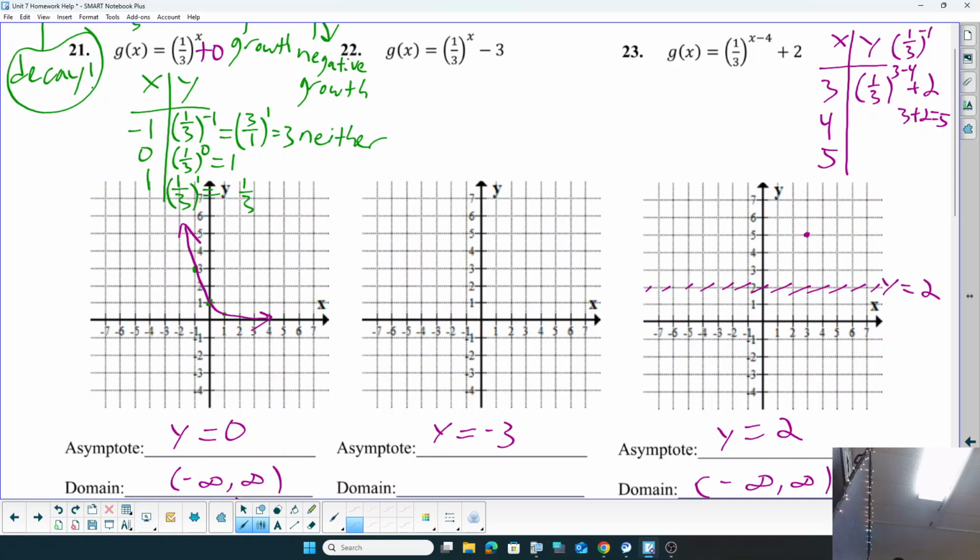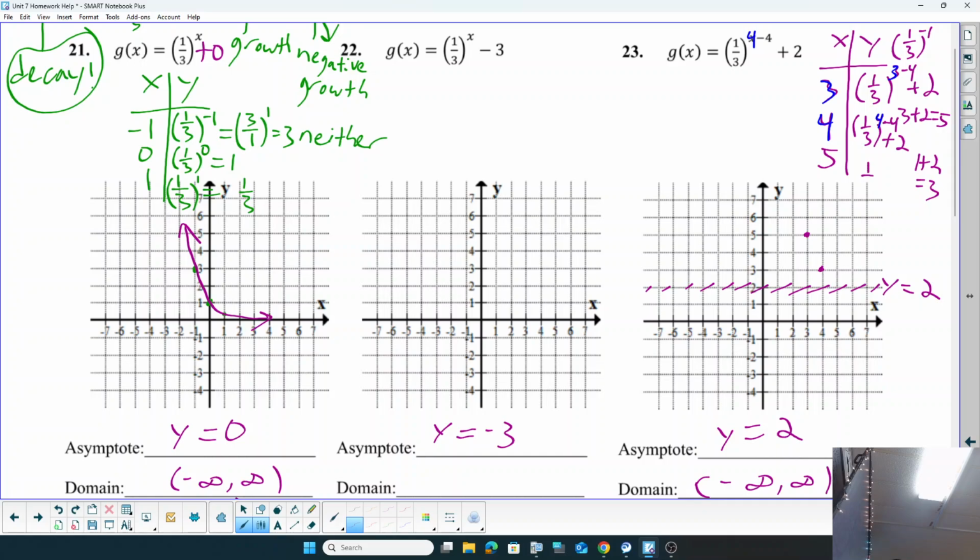Put a 4 in. 1/3 to the 4 - 4. Again, we're replacing these x values with the x value there, right? We're plugging it in there for the x value. And this was the x value. Cool. And then don't forget the plus 2. And so let's see, 4 minus 4 is 0, so 1/3 to the 0 power is just a 1. And 1 plus 2 is 3. So over 4 up 3.